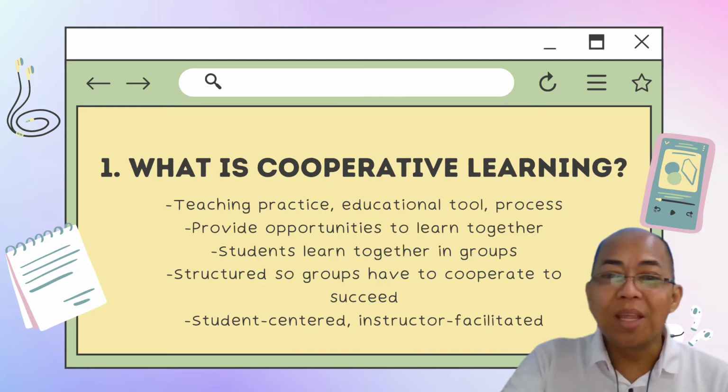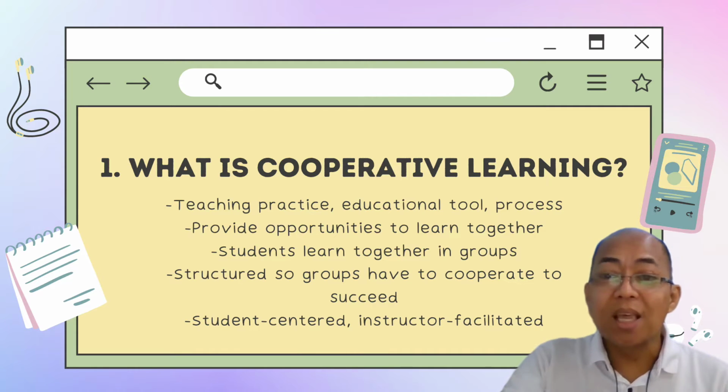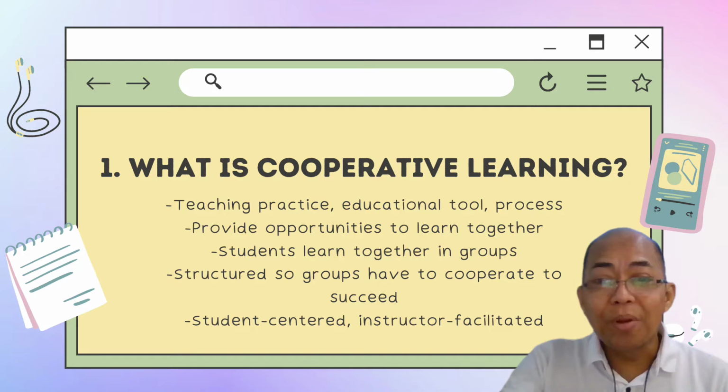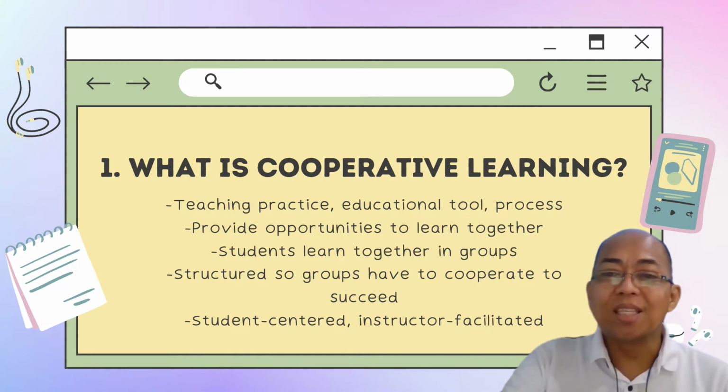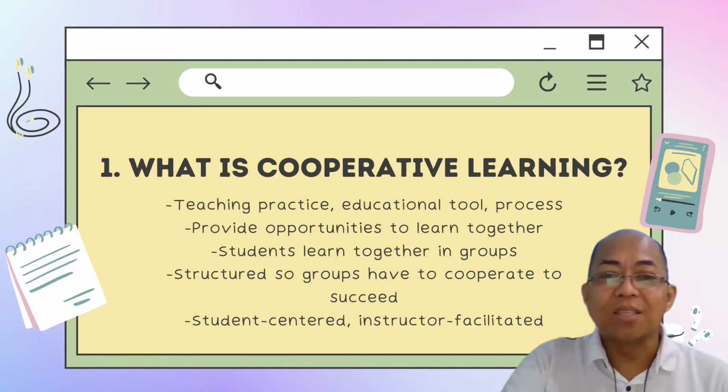So cooperative learning is a teaching-learning technique where the learners or the students interact with each other to acquire and practice the elements of the topics being discussed. So cooperative learning is a formal way of structuring activities following basic principles, which we will, of course, discuss more in detail in the next slides.